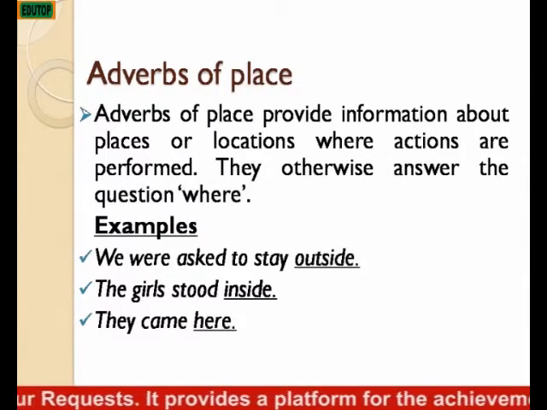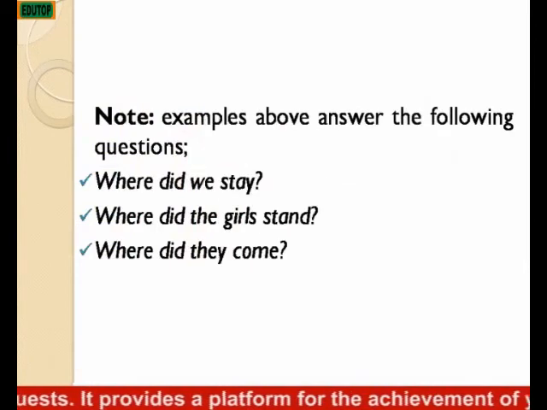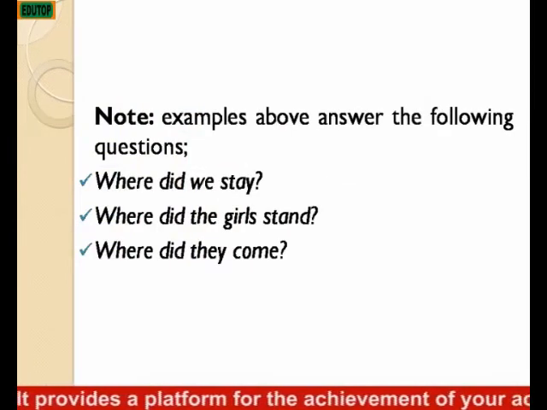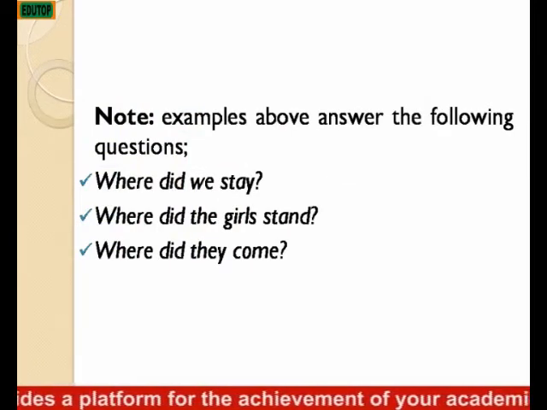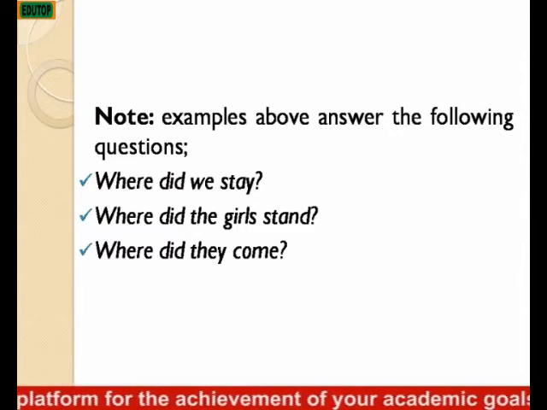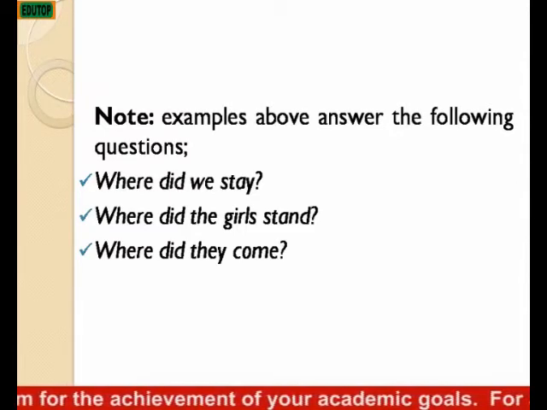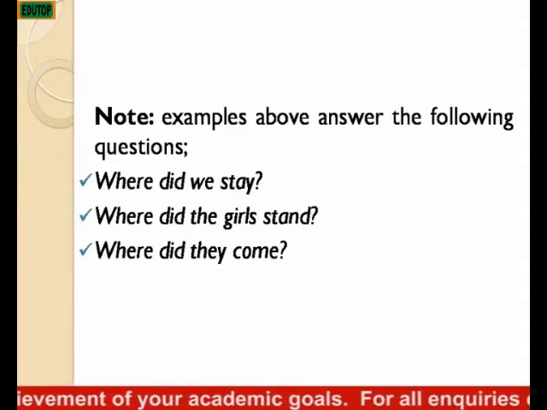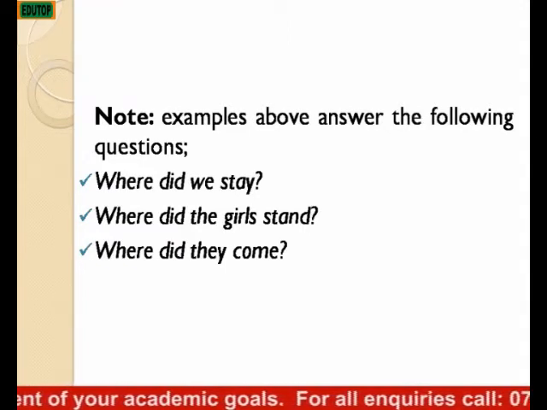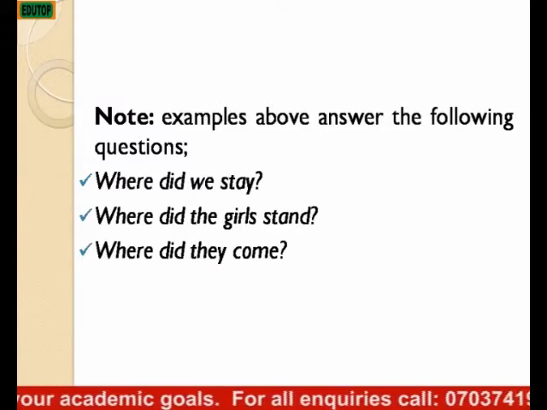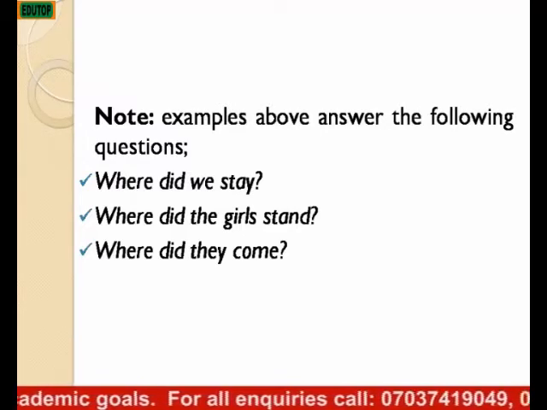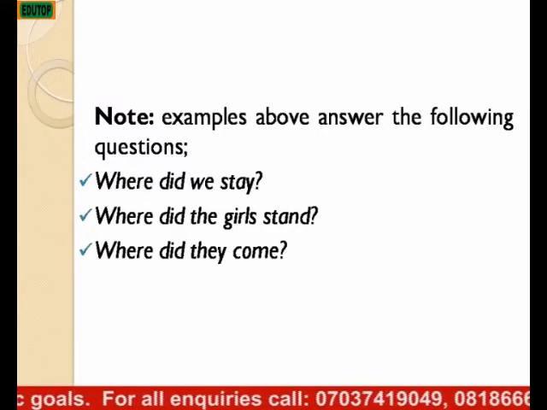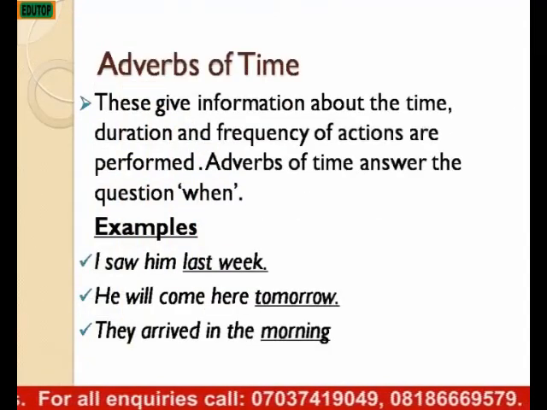Now, considering these three sentences, the first sentence answers the question, where did they stay? Where did we stay? The second one answers the question, where did the girls stand? The girls stood outside. The third one answers the question, where did they come? They came in.